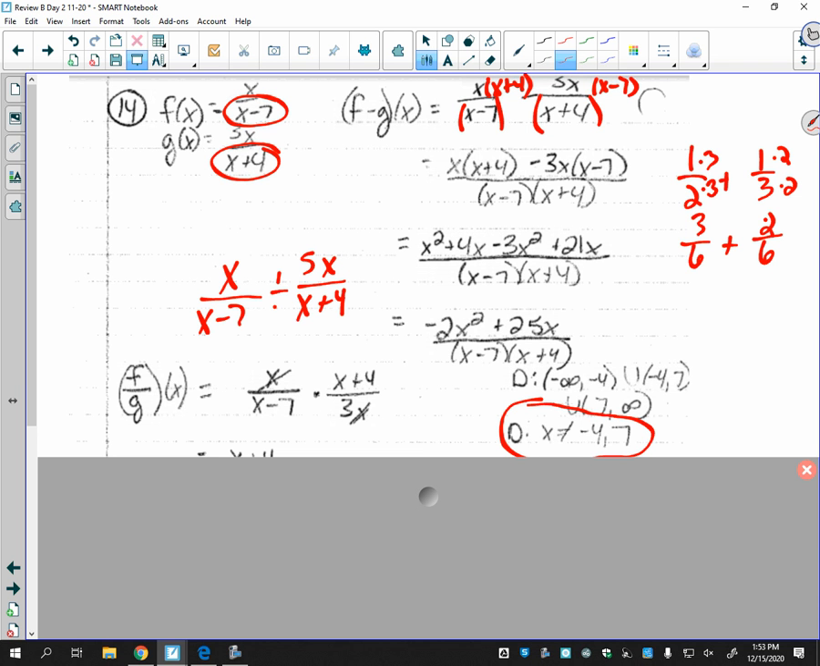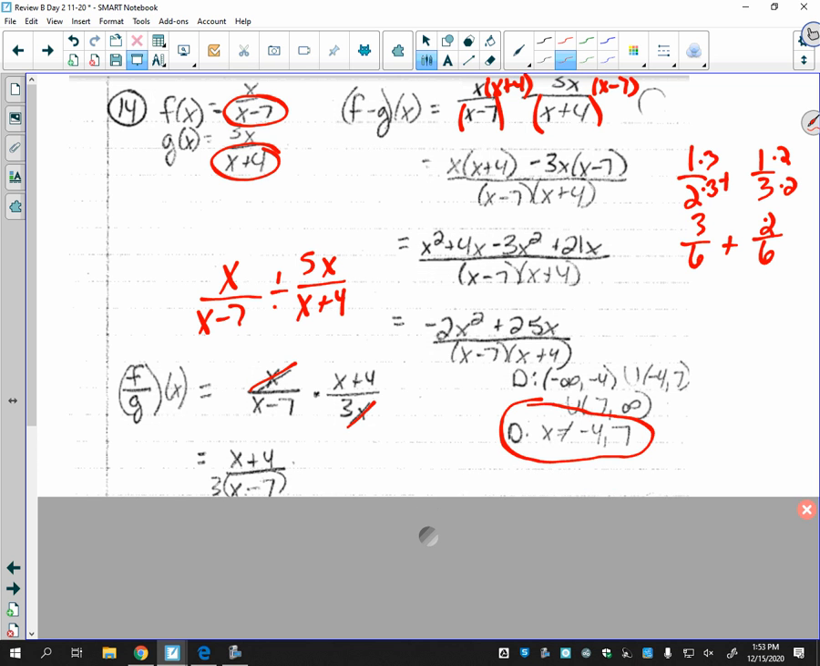And on this one, you can cancel out a little bit, not much. You can break up multiplication. You can't break up addition and subtraction, but you can cross out an x on the top and the bottom here. And then all that's left on top is x plus 4. And then all that's left on the bottom is 3 times x minus 7. Or again, if you really want, you could write that as 3x minus 21.